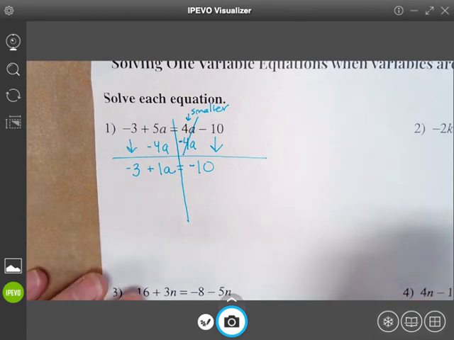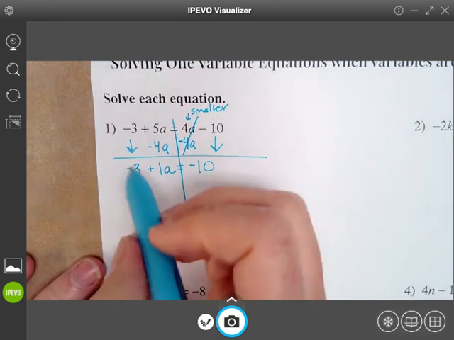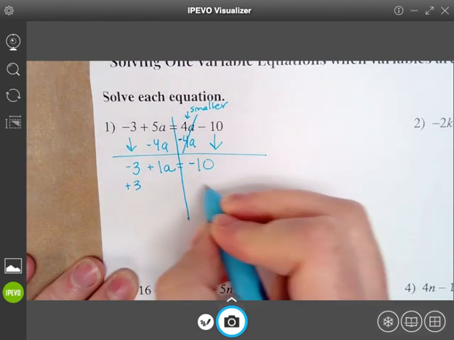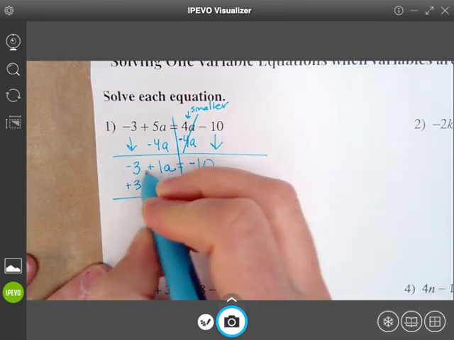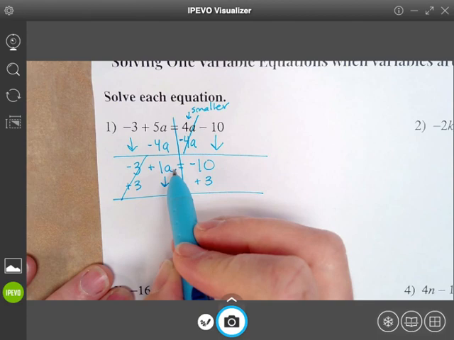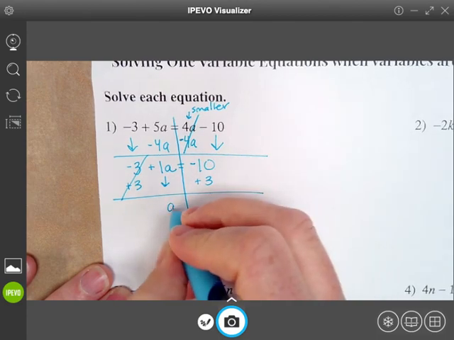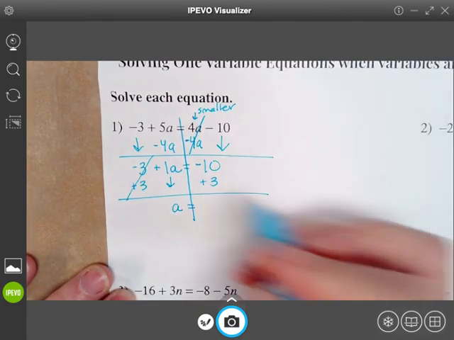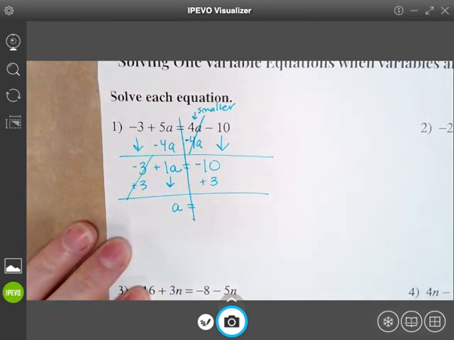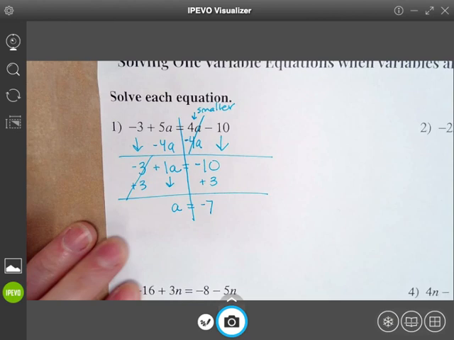A is still not by itself, so now it's one of those simple equations that's just a two-step equation. So I need to move this negative 3 to the other side, so I do plus 3 to both sides. Carry this down. I don't have to write 1a anymore. I can just write a equals negative 10 plus 3. Negative 7. If we don't know, we plug it in the calculator.